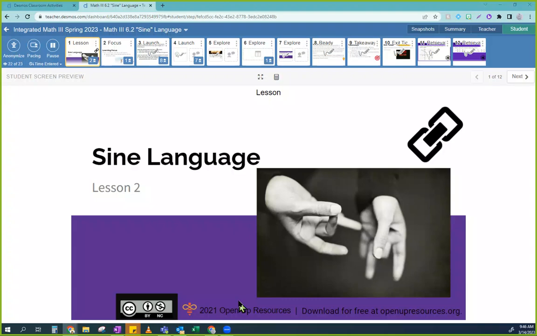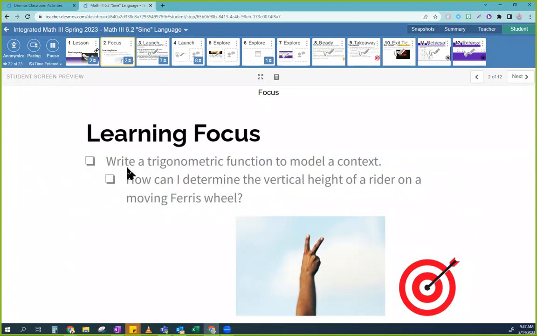Okay, so we're continuing on in periodic behavior. This is called sine waves. Our focus for today is to write a trig function. Trig means sine, cosine, tangent. Function just means you have y equals something in x, or f of x, to model a context. So we're going to be talking in word problems.